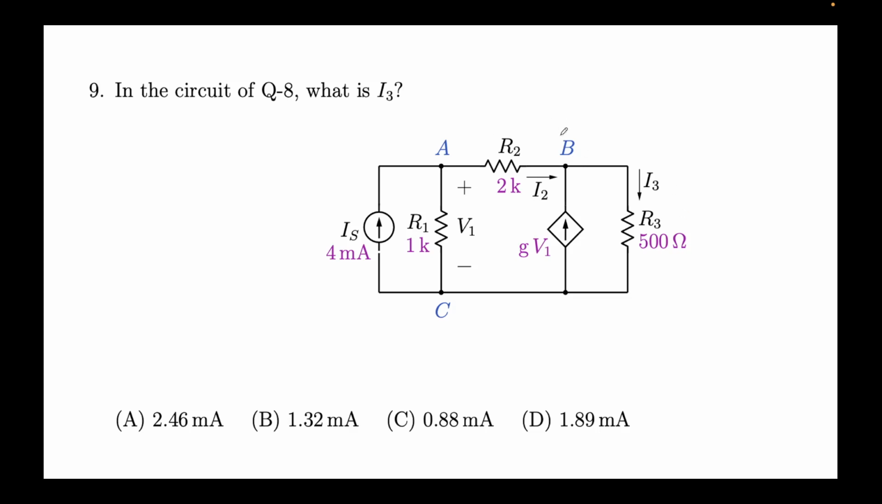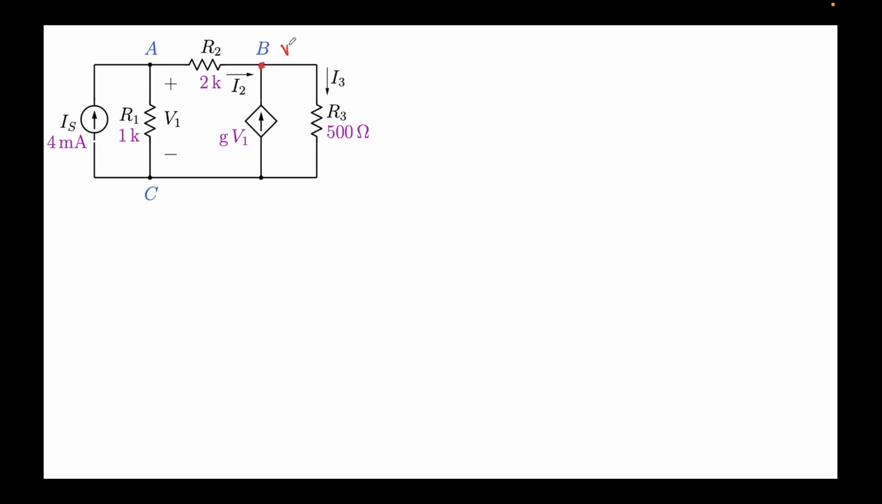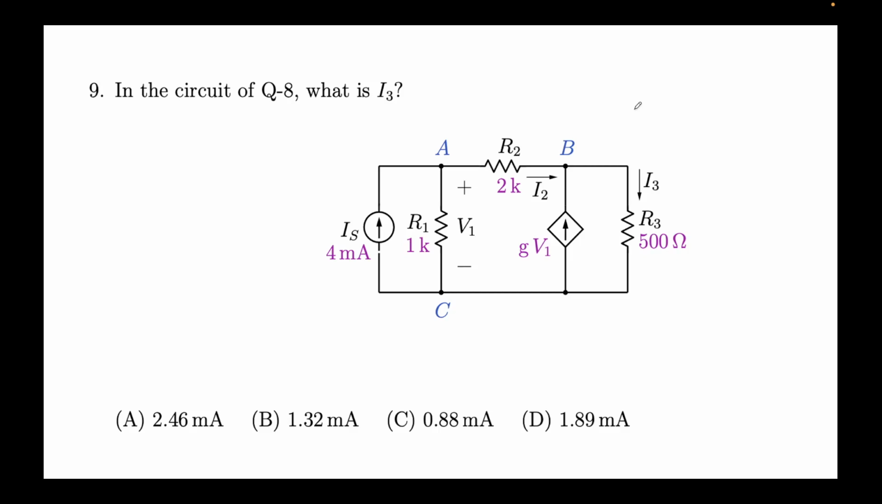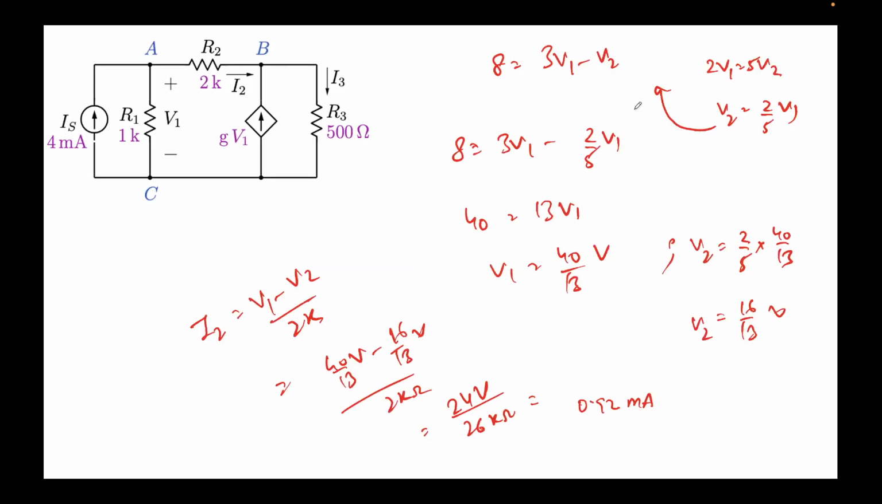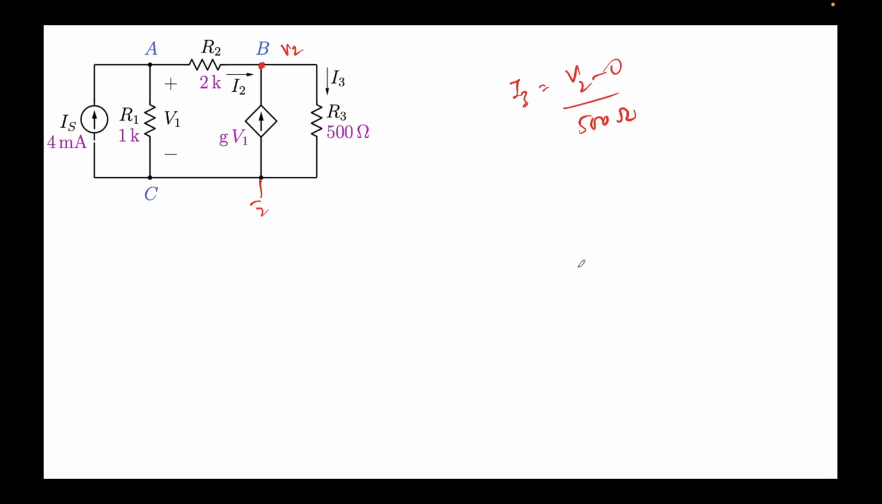Now it says, what is the value of I3? Remember, this was V2, and this was ground. So I3 would simply be V2 minus 0 over 500 ohms. We calculated the value of V2 earlier: V2 was 16 by 13 volts. So I'll write 16 by 13 volts divided by 0.5k, because the answer is usually in milliamps, kilo ohms. This will be 32 by 13 milliamps.